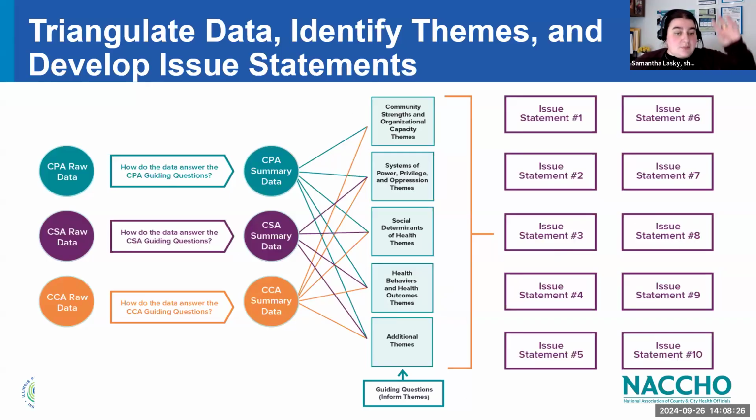Once the data from each of the assessments has been summarized, which is that next piece, CPA summary data and down the line there, it's time to identify cross-cutting themes. Since you've already been thinking about how the data from each of the individual assessments fits along the health equity action spectrum, highlighting the cross-cutting themes related to the following should be a natural process, which includes community strengths and organizational capacity themes, systems of power, privilege, and oppression, social determinants of health, health behaviors, and health outcomes, and additional data that can inform. And you should be referring to the guiding questions you developed at the beginning of phase 2 to identify these cross-cutting themes. And then finally, you'll create issue statements from your cross-cutting themes that will identify and summarize why and how the issue occurs, how serious it is, and its outcomes and impacts. Next slide.